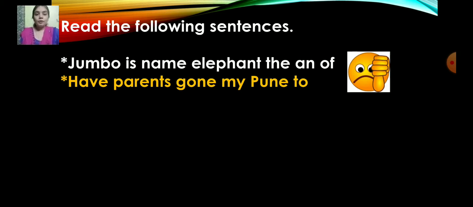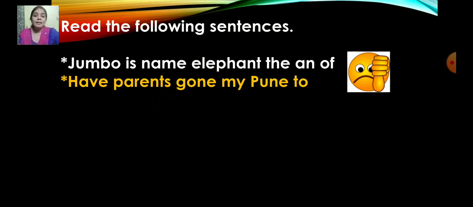Now let's read the following sentences. Number 1: Jumbo is named elephant, the and of. Again, it is all mixed up. Oh my God. Thumbs down. Second, the next sentence: have parents gone my Pune too? Is this a proper sentence? Does it give any proper sense? So, what will be the correct answer?